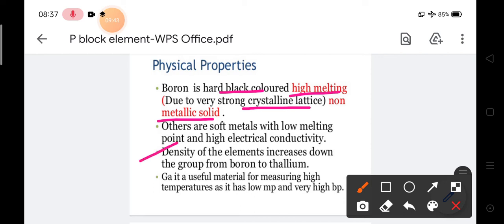The density of the elements increases down the group from boron to thallium. And gallium is a useful material for measuring high temperature because of its low melting point and very high boiling point.